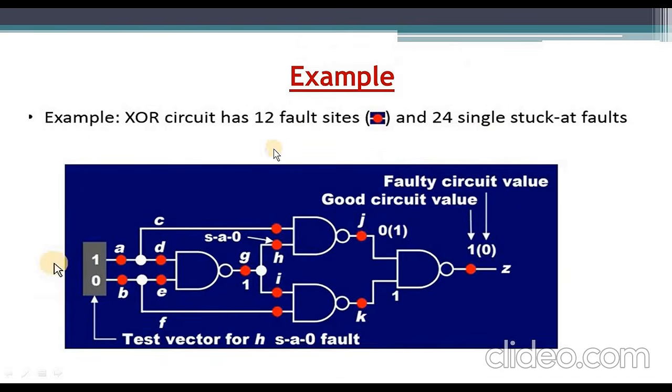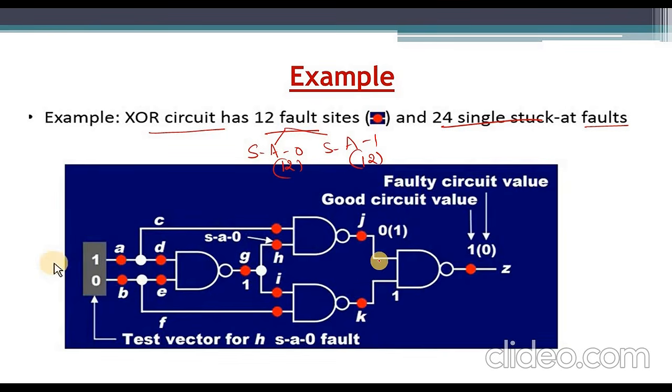So let us see an example to get more clarity on stuck 0 and stuck 1 faults. Observe here, I am considering one simple XOR circuit which has 12 fault sites. In these 12 fault sites we have stuck 0 and stuck 1 also. That means stuck 0 faults are 12 and stuck 1 faults are 12. So in total we have 24 single stuck faults. We can identify that in this particular XOR circuit the 12 faulty sites are at different nodes A, B, C, D and so on up to K.